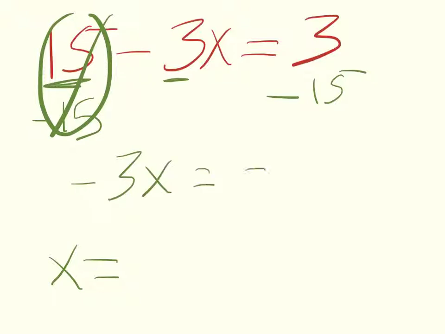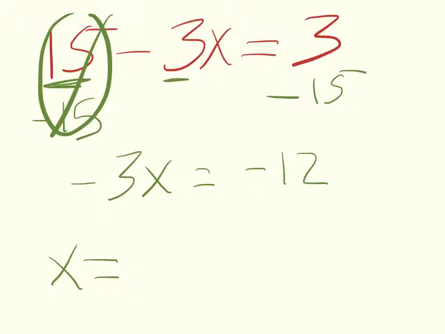3 minus 15 equals negative 12, because I'm starting at 3, decreasing by 15, so it takes me 3 spaces to get to 0, and I still have 12 spaces to go further. So now that takes me to negative 12. Now my equation is negative 3 times x equals negative 12.